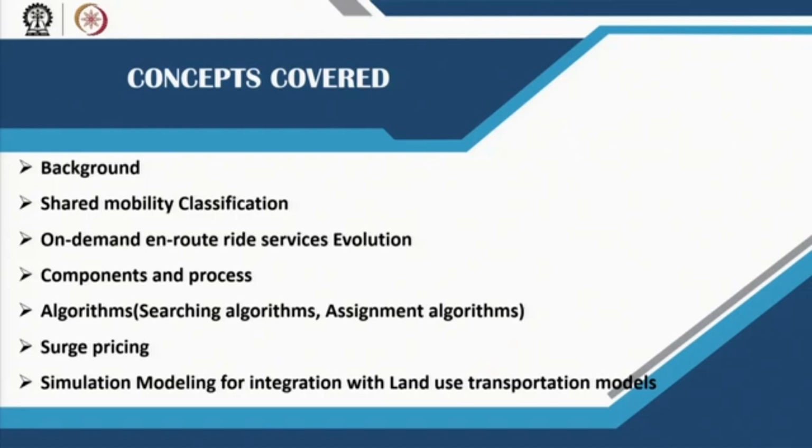shared mobility, then shared mobility classifications, on-demand en route ride services and their evolution, and then components and processes, and then algorithms, the different types of categories of algorithms, for example, searching algorithms and assignment algorithms. Then we will look into the search pricing, and then finally simulation modeling for integration with land use transportation models.